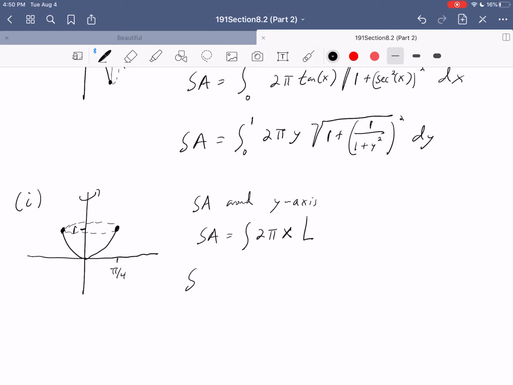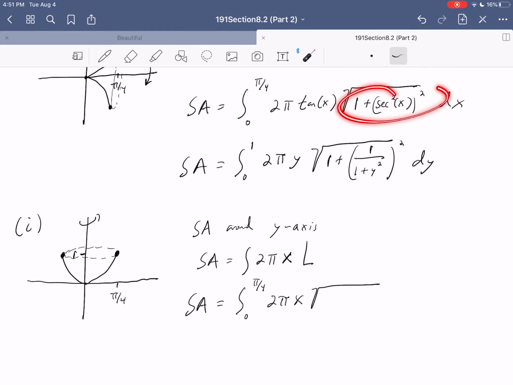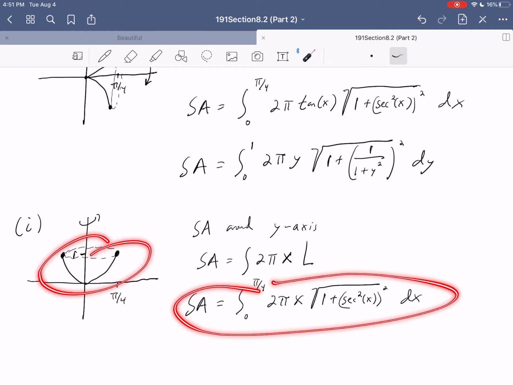If we wanted to work with respect to x, our surface area would be the integral from 0 to pi over 4, 2 pi. This x we could just leave as x because we're working with respect to x, so 2 pi x, and then the square root. Well, we would use the arc length in terms of x, so 1 plus secant squared x squared dx. And there we go. There's the surface area for this shape with respect to x.